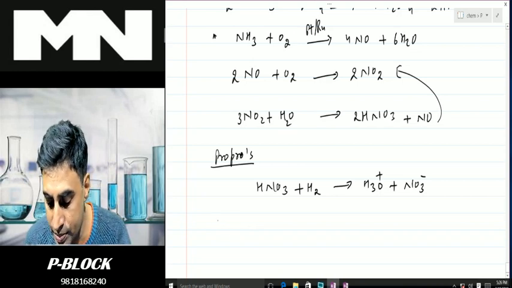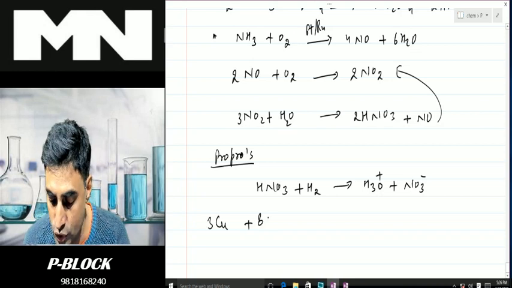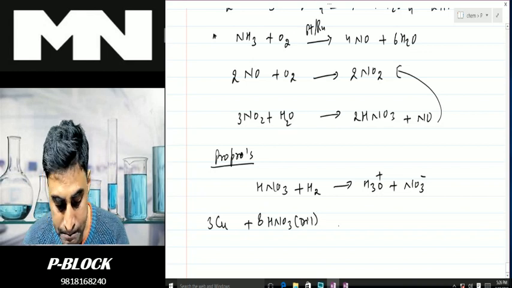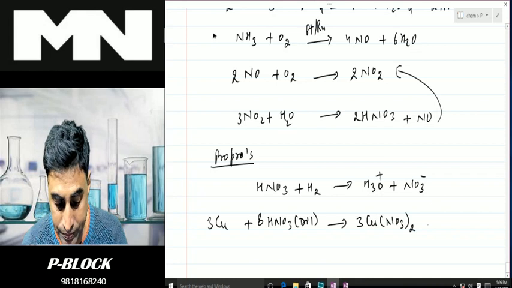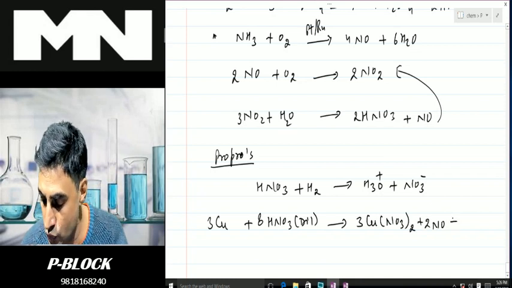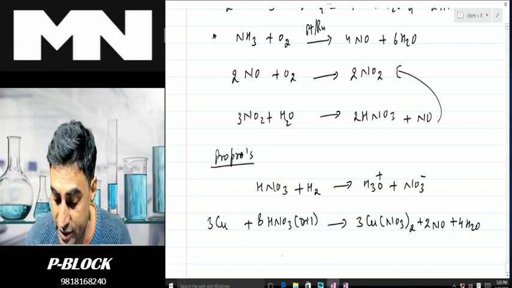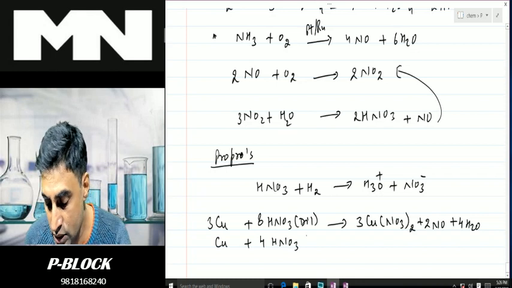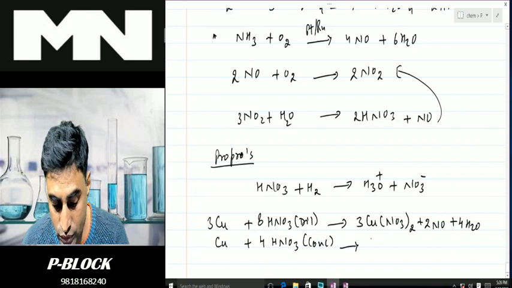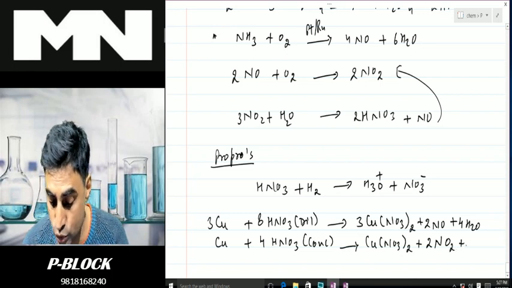If you react 3 moles of copper with 8 moles of dilute HNO3, it will give you 3 moles of Cu(NO3)2, that is cupric nitrate, plus 2 moles of NO plus 4 moles of H2O. Whereas if the HNO3 is not dilute but concentrated, the product will be different. In that case, the reaction becomes Cu plus 4 moles of concentrated HNO3, giving Cu(NO3)2 plus 2 moles of NO2, not NO, plus 2 moles of H2O.